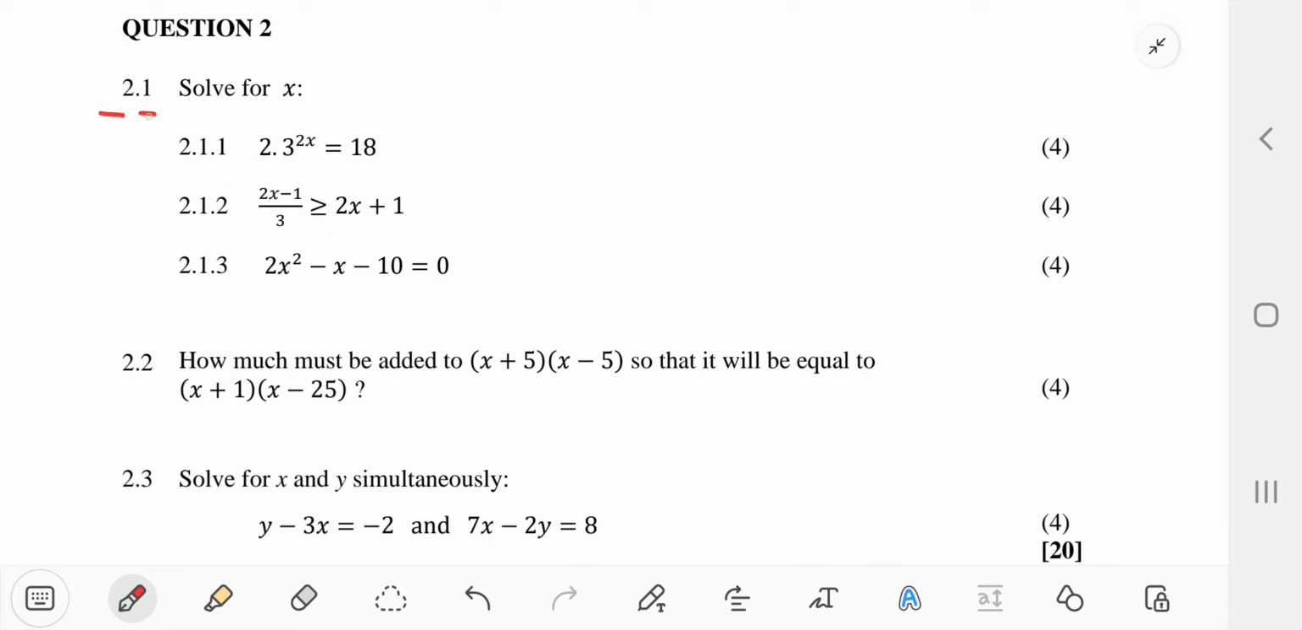Question 2, 2.1, solve for x. We have 2.1.1. 2 times 2 to the power of 2x is equal to 18. Now we divide on either side of the equal sign by 2. We get 2 to the power of 2x is equal to 18 divided by 2. We get what? We get 9.